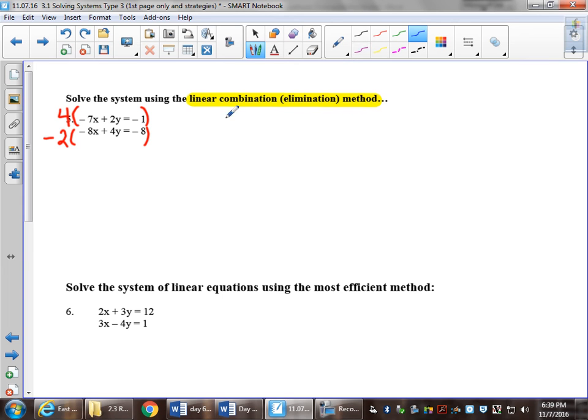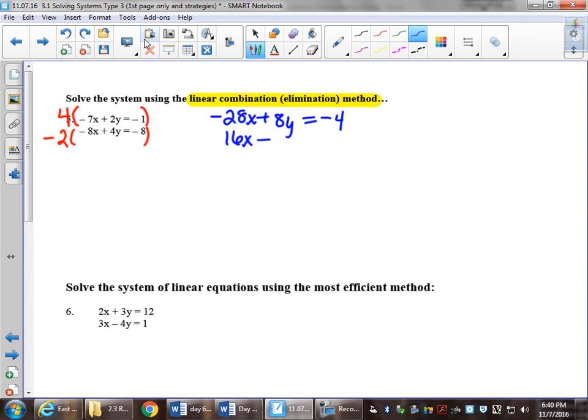Distributing in 4, 4 times negative 7x is negative 28x. 4 times a positive 2y is a positive 8y. Equals, remember, we still have to distribute 4 to this term on the far right here. So that will become negative 4. Distributing in negative 2, negative 2 times negative 8x is a positive 16x. Negative 2 times a positive 4y is a negative 8y. And then last but not least, negative 2 times negative 8, positive 16.